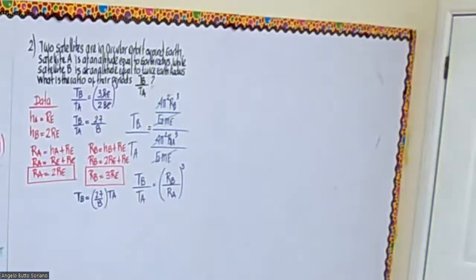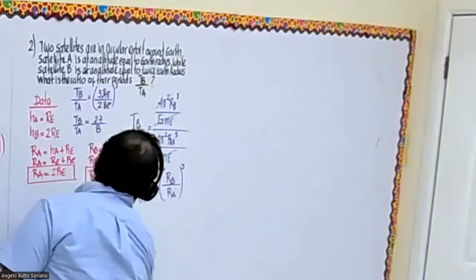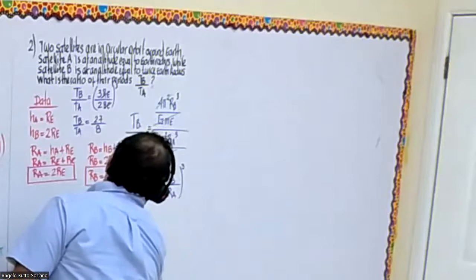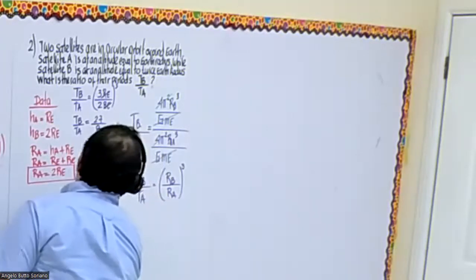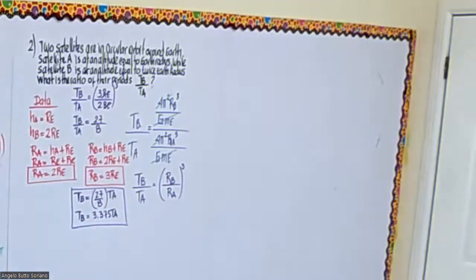And if you divide 27 by 8, that will be 3.375 times the period A. And this is the solution set for this exam. Questions? Preguntas. Pues está todo claro, todo azul. Pueden preguntar con toda la confianza.